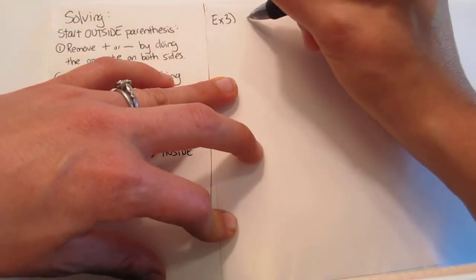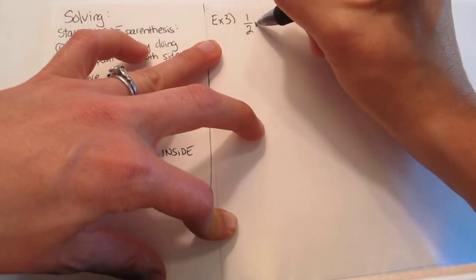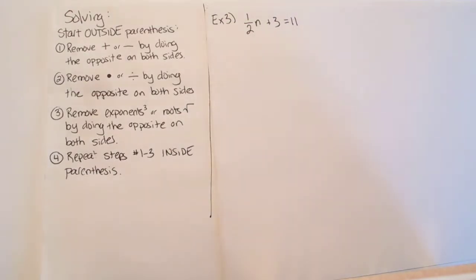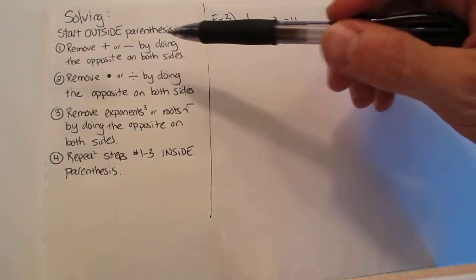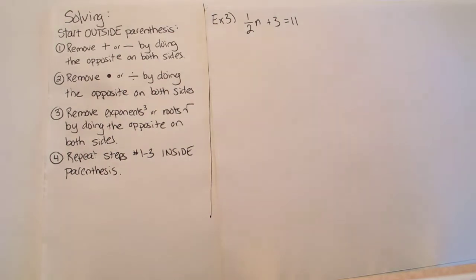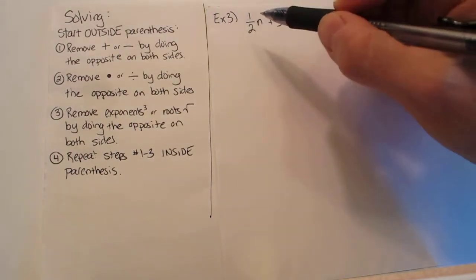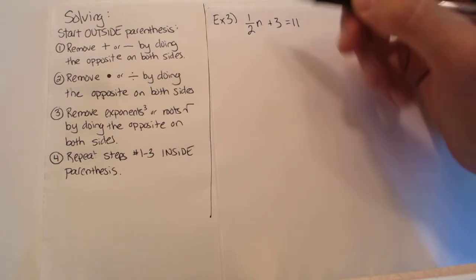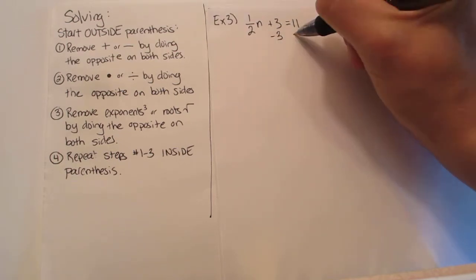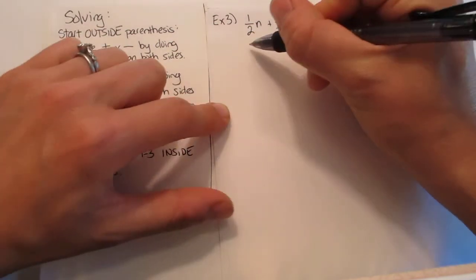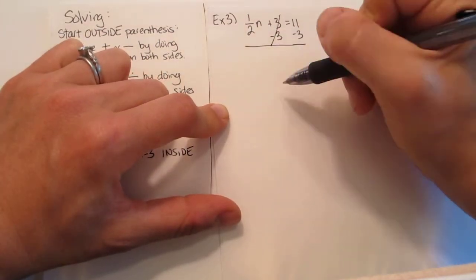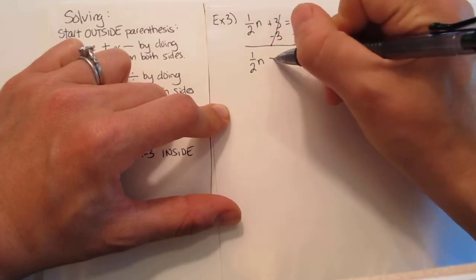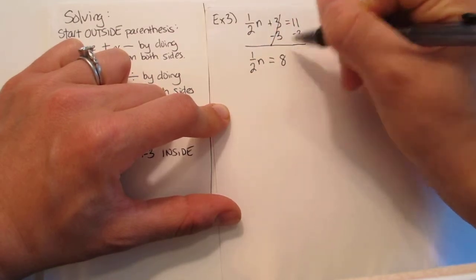So example 3 is 1/2 n plus 3 equals 11. Same steps. I'm going to start by removing addition or subtraction on the same side as my variable. So here's my variable, and there's a +3 that I can deal with. And the way to get rid of a +3 is with a -3. So I'm going to subtract 3 from both sides. Those cancel. I'm going to bring down my 1/2 n equals 11 minus 3 is 8.